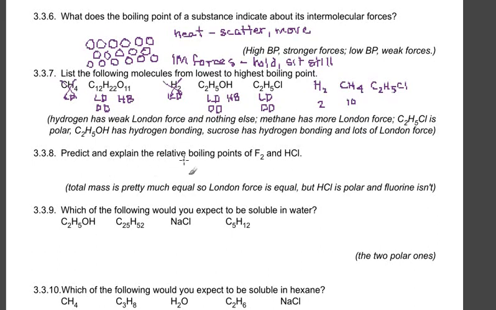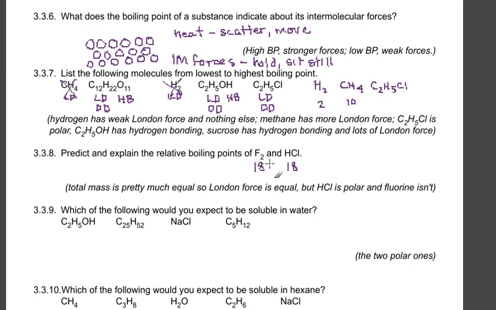Predict and explain the relative boiling points of fluorine and HCl. So what's tricky with this is they both have London dispersion force, and fluorines have 9 protons each, so there's a total of 18 protons here. Hydrogen has 1 proton and chlorine has 17, so this also has 18 protons. So they should be really, really close on London dispersion force. That's no help. So what else is different about them?